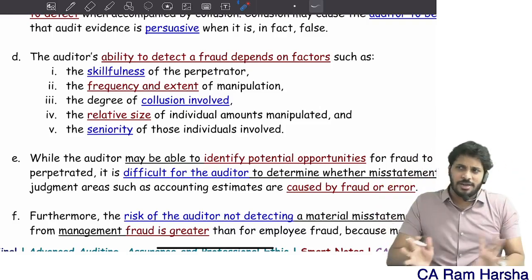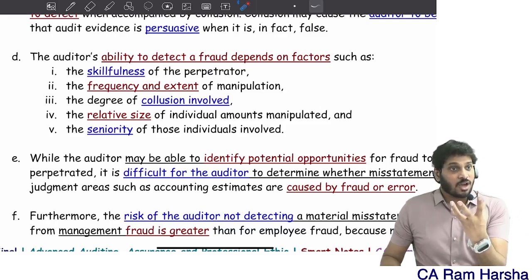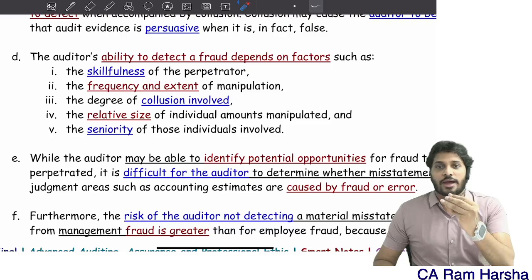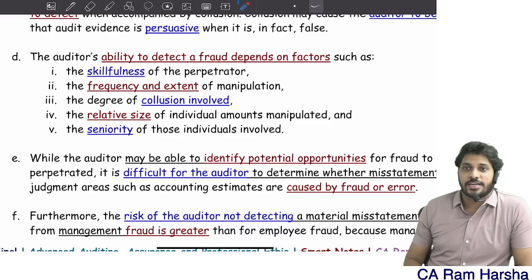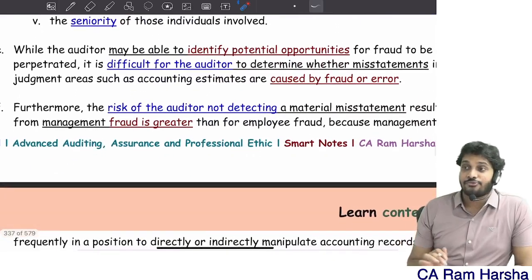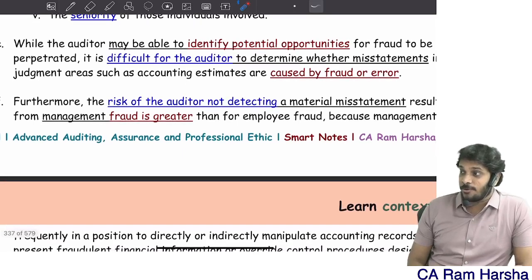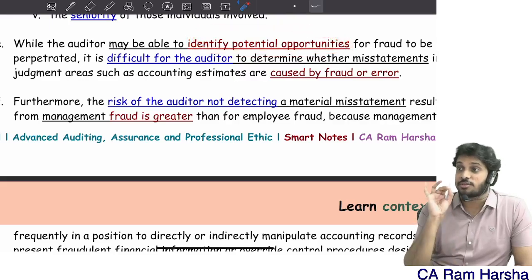So there are so many factors that affect the auditor's ability to identify frauds and errors. It is not that easy for the auditor to identify fraud. Errors are comparatively easy to identify. Therefore, what does the auditor have to do? You should identify potential opportunities for fraud.